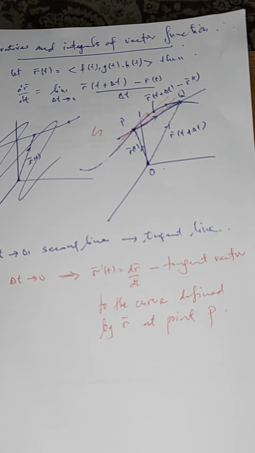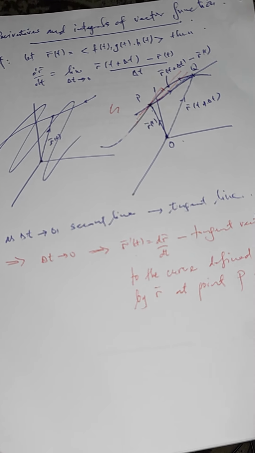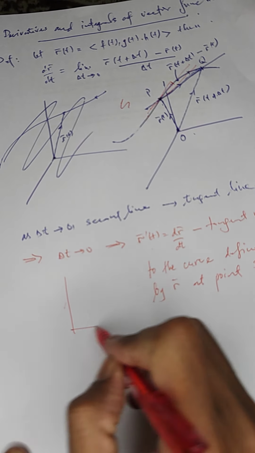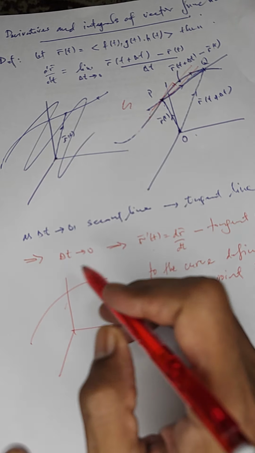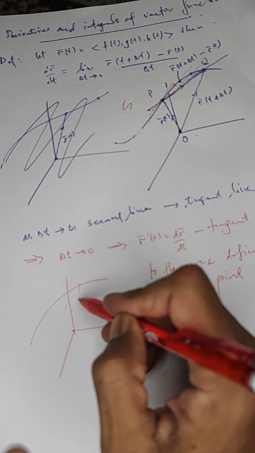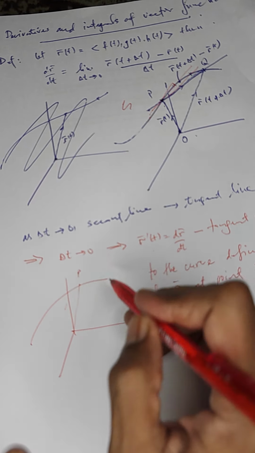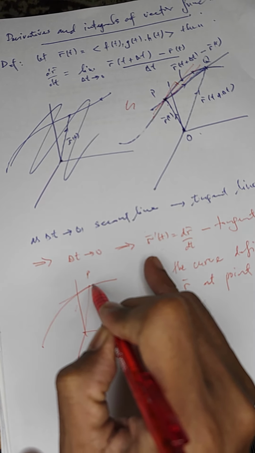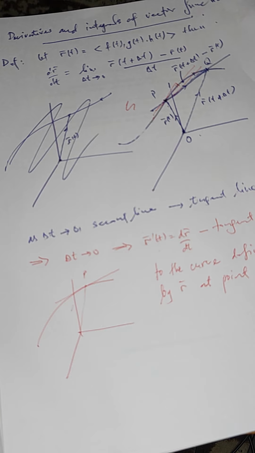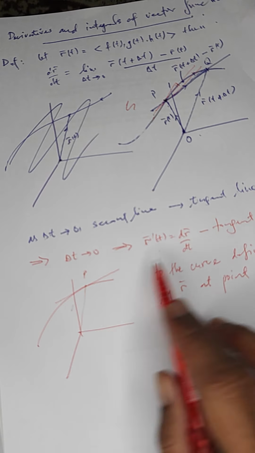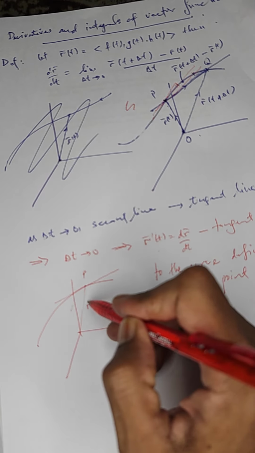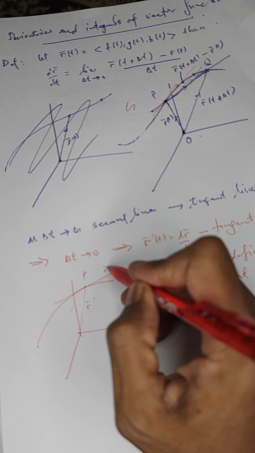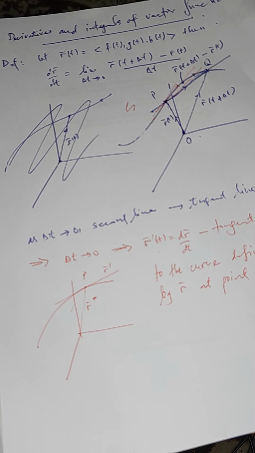If I sketch again, it looks like this in 3 dimensions. Let's say our point P is here, so r prime is the tangent line at point P. If this is r, then this is our r prime.